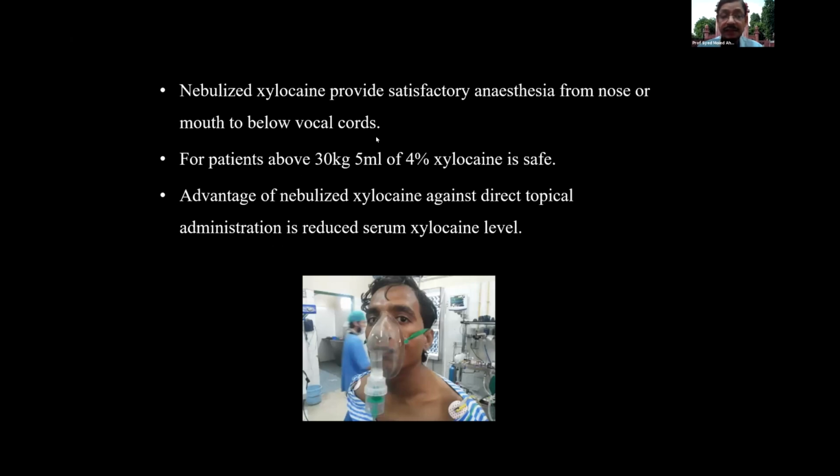Now nebulization, as I said, is one of the most important methods in these patients, and it will be very satisfactory. And especially in patients with less than 30 kilo, you can go for 5 ml of 4% xylocaine, which is as safe as possible. Remember that nebulization is a good choice because it causes less toxicity in these patients.